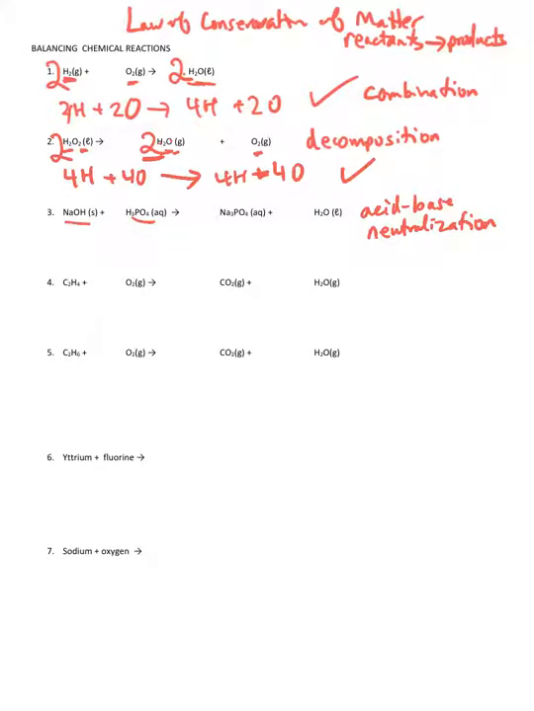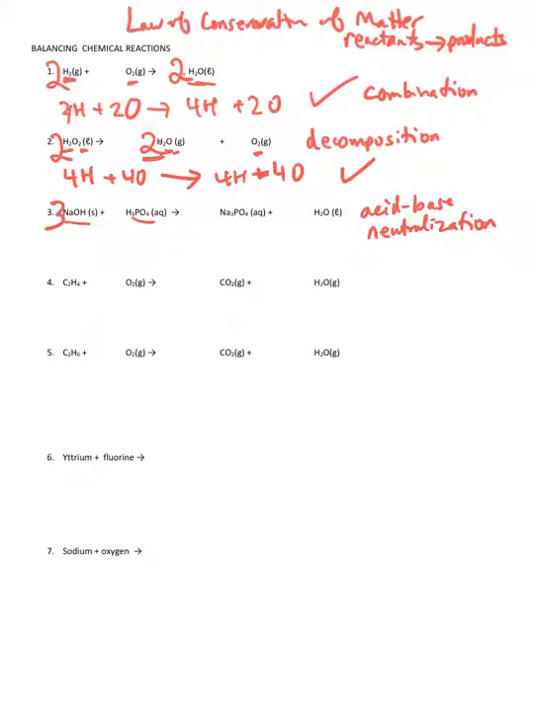Let's try to balance it, comparing the reactant side to the product side. 1 sodium on the reactant side, 3 on the product side. I need more sodiums. Let's try a 3 there. Now in terms of oxygens on the left-hand or reactant side, I've got 3 oxygens in the sodium hydroxide, 4 in the phosphoric acid. That gives me 7. Look at the product side.